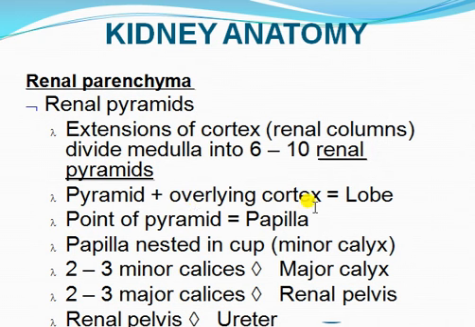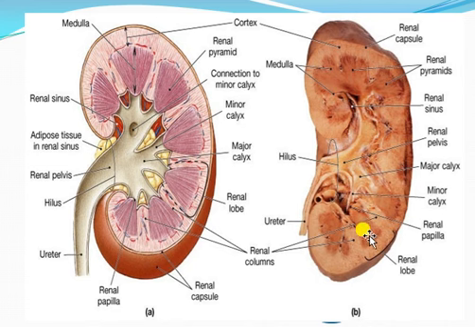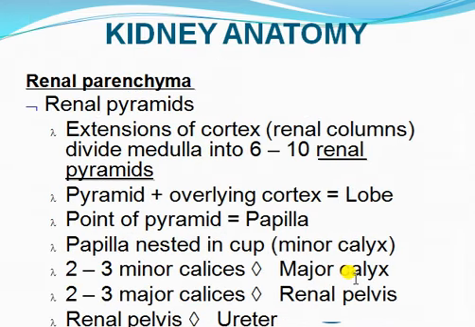Pyramid plus overlying cortex. So I said this pyramid and this cortex collectively enter into this pyramid. Because of the nephrons present here, these nephrons make the pyramid. So this entire thing we can call one lobe. We can write it as one lobe. That's why the pyramid plus overlying cortex is called one lobe.